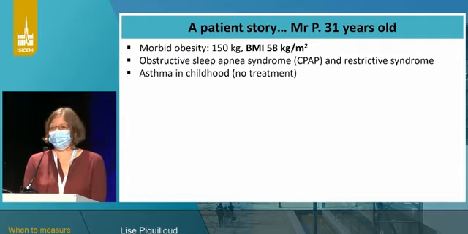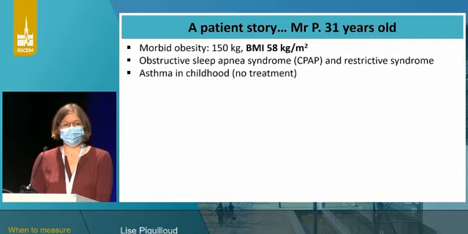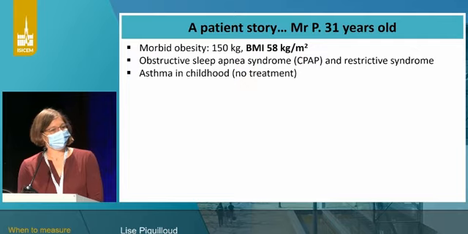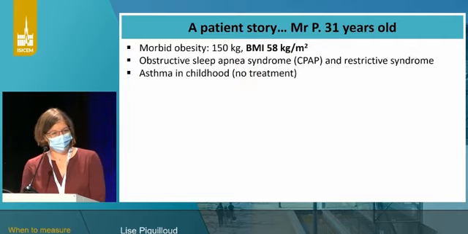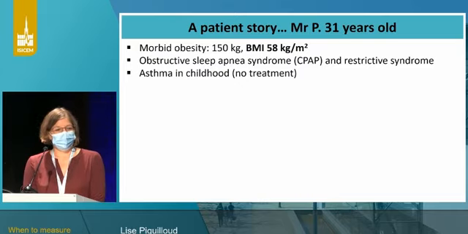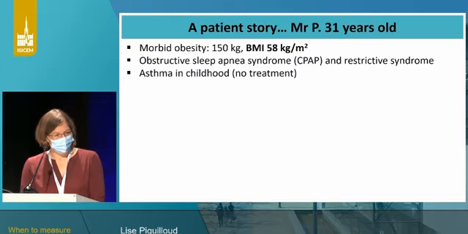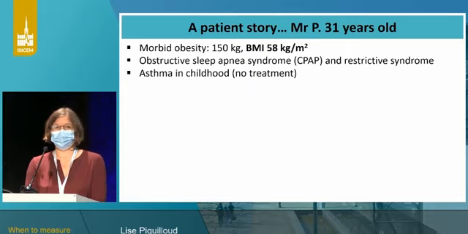To discuss further, I'm going to tell you a patient story. This is Mr. P, 31 years old. He has morbid obesity with a BMI of 58. He has obstructive sleep apnea syndrome, a restrictive syndrome. He has CPAP at home during the night, and he has a story of asthma in childhood.